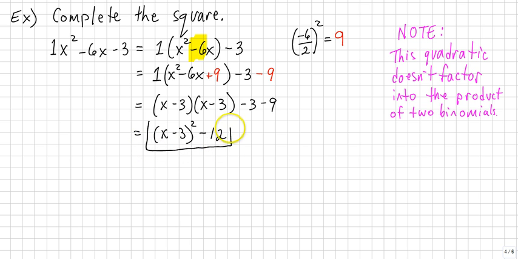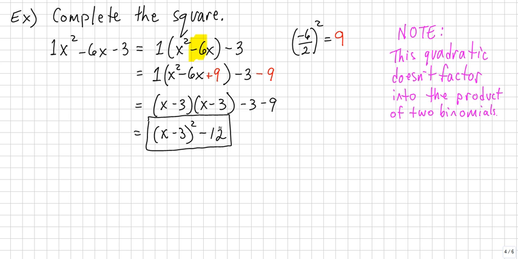So this is what we want, and you'll see why we want this pretty soon. But this is what we want when we complete the square. We want this quantity squared and then plus or minus a constant.